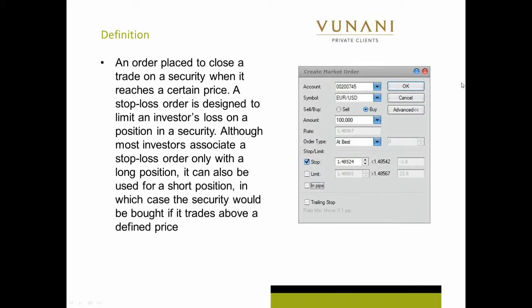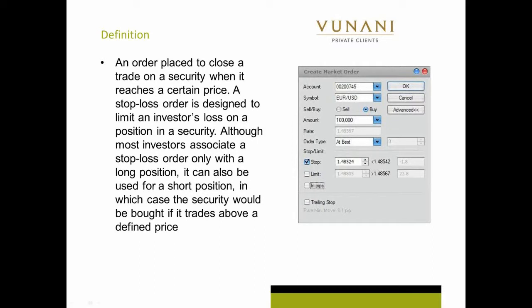Right, so first of all, let's define a stop loss. A stop loss is an order placed to close a trade on a security when it reaches a certain price. A stop loss order is designed to limit the investor's loss on a position in a security. Although most investors associate a stop loss order only with a long position, it can also be used to cut a short position, in which case the security would then be bought if the trade trades above a certain level.